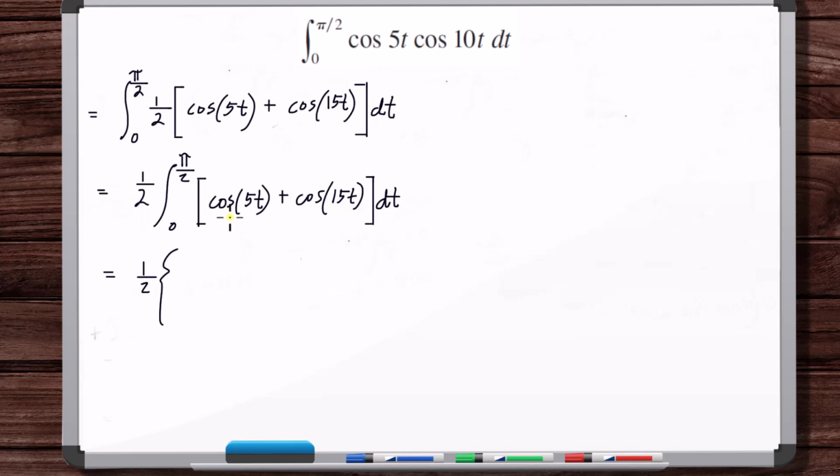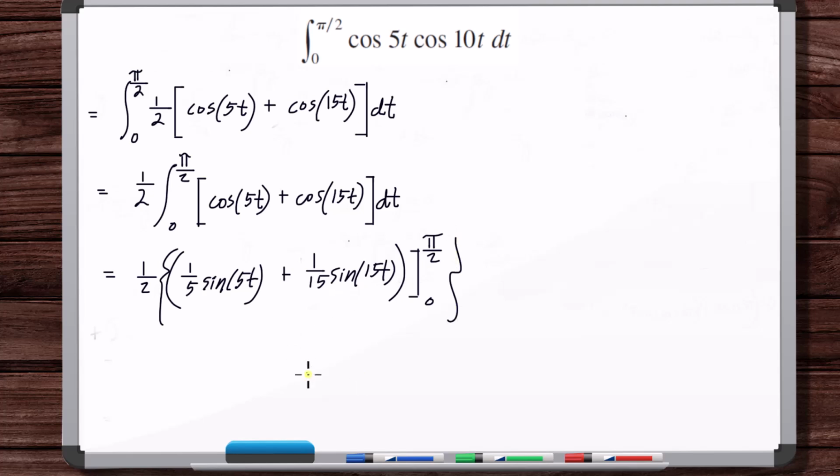So the integral of cosine 5t is 1/5 sine of 5t. And the integral of cosine 15t is 1/15 sine of 15t. Okay, and we want to evaluate this from 0 to pi over 2. So when t is equal to 0, this whole expression goes to 0. So we just need to evaluate this at t is equal to pi over 2.